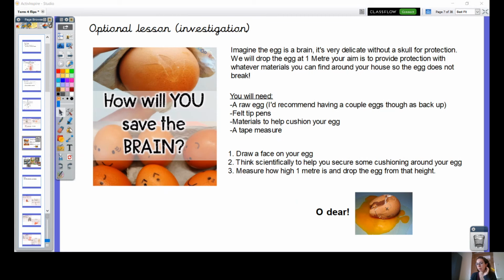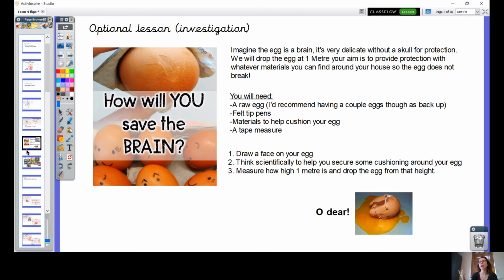And just a little tip as well, please don't do this on the floor of your house. I would suggest you do it outside, so that if it does break, it's not going to cause a big mess that you're going to have to clean up. Or hopefully it won't cause a mess, because hopefully it won't break, but we never know. This is why we have to test these things.